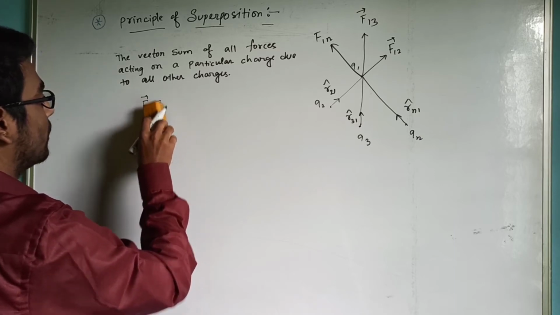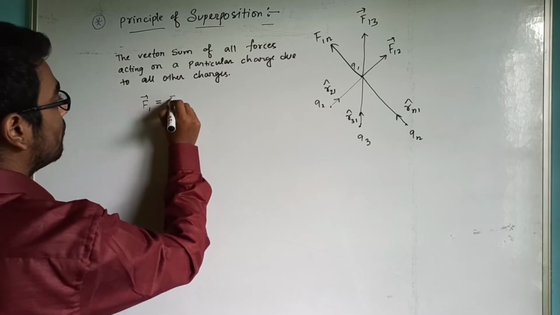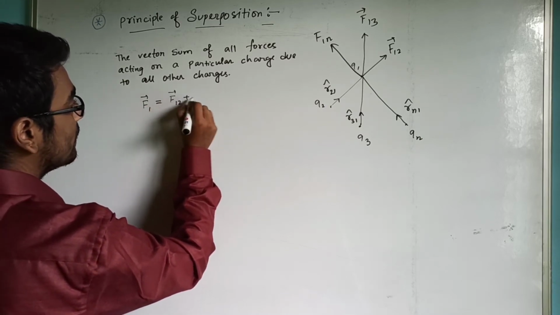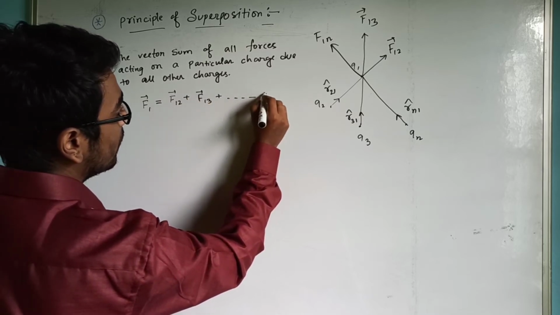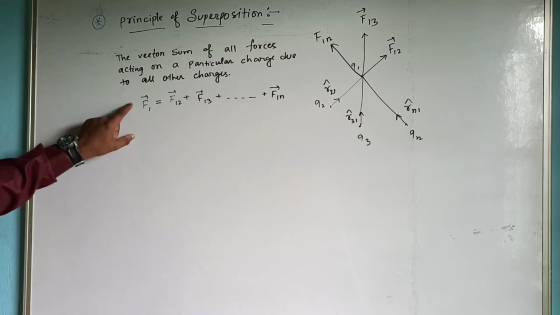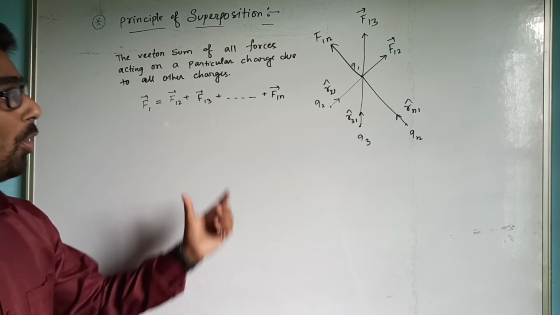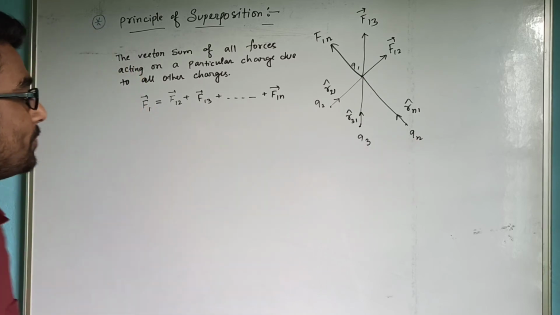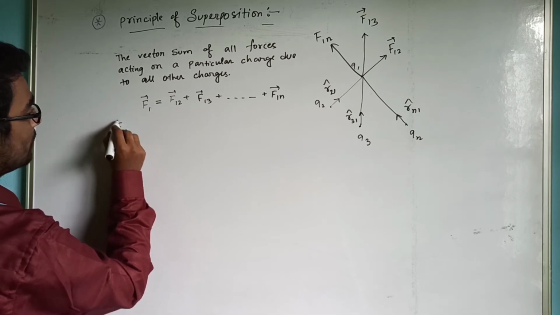The principle of superposition states that the force on 1 will be equal to F12 plus F13 plus, in a similar way, plus F1n, vector. This is the force acting on Q1 due to all other charges present here. So what will be the expression for F12?